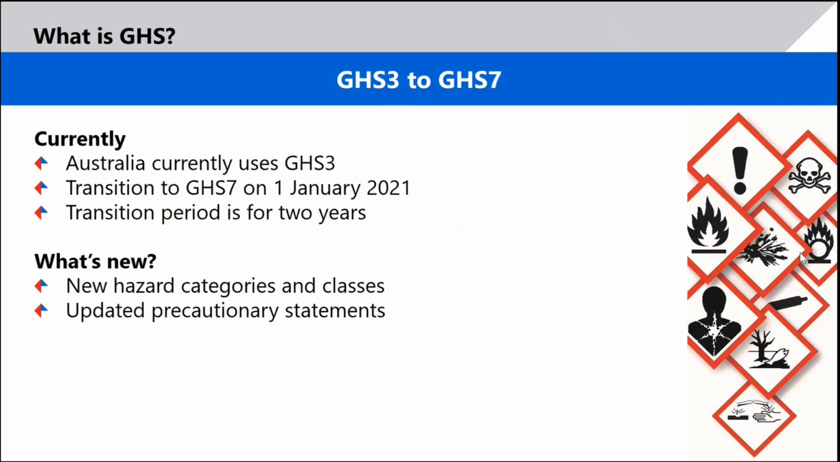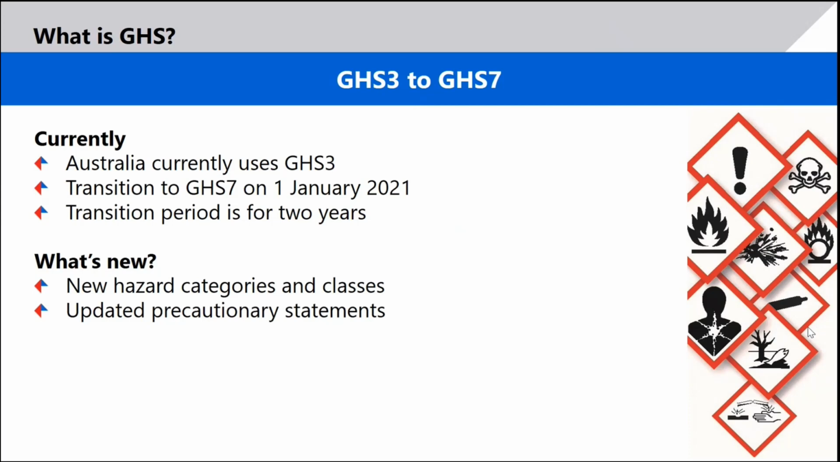So GHS Australia officially began the transition to GHS 7 on the 1st of January 2021. They've set a transition period of 2 years, so it'll end on the 31st of December 2022. During this time, manufacturers and importers of workplace hazardous chemicals may use either GHS 3 or GHS 7 to classify hazardous chemicals and to prepare labels and SDSs. But once the transition period has ended on the 31st of December 2022, so the end of this year, only GHS 7 may be used.